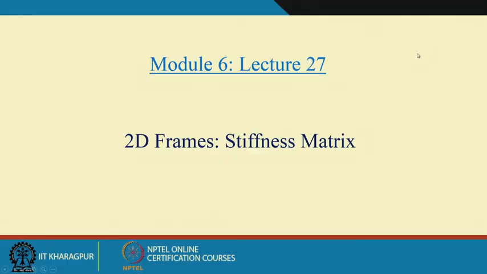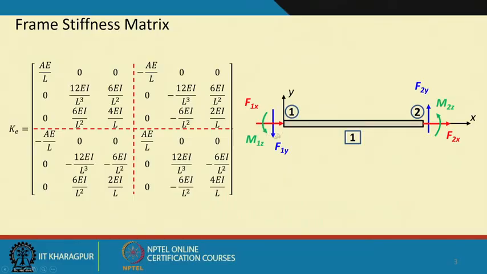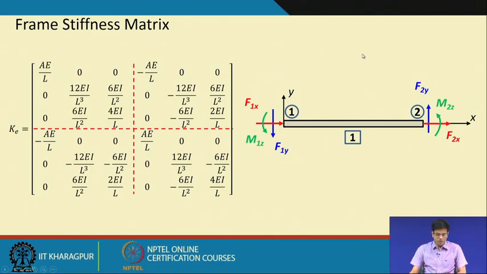Welcome. So, we are discussing the frames, 2D frames. In the last class we have derived the stiffness matrix for a frame, and we are now trying to derive what the stiffness matrix will be for the inclined frame. So, this is the frame stiffness matrix. We know what the degrees of freedom are.